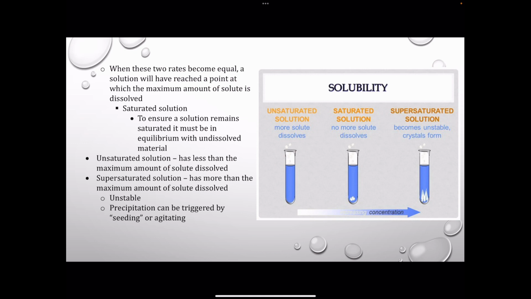Now, an unsaturated solution will be one in which we have less than the maximum amount of solute dissolved. So there's room to continue to dissolve more. And then finally, a supersaturated solution is one that has more than the maximum amount of solute dissolved. These solutions tend to be unstable, and precipitation can be triggered by seeding or agitation.